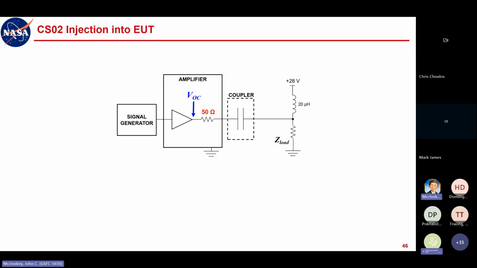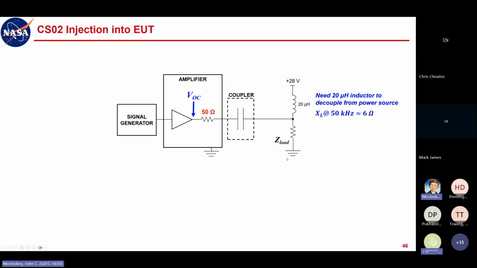So now you go to inject into the unit under test with whatever its load impedance is, which is frequency dependent, right? But you're going through your coupler here, which I'm just representing as an AC coupling capacitor. Well, remember, you need this 20 microhenry inductor to decouple you from the power source. Well, that also presents a load, right? The inductive reactance of this thing at 50 kilohertz, because the default for CS02 was that it started at 50 kilohertz. Okay.